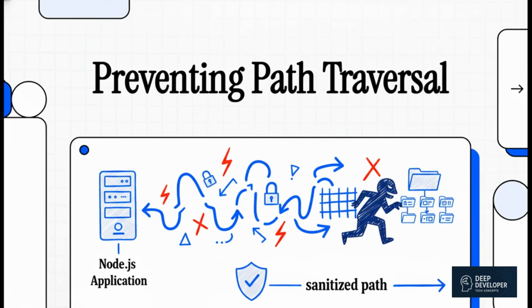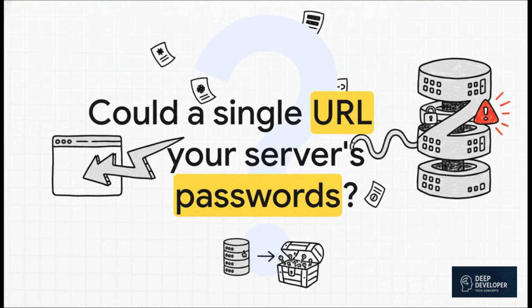All right, let's get right into it. Today, we are pulling the curtain back on a super common and honestly, a pretty dangerous vulnerability that could be hiding in your Node.js app right now. We're talking about path traversal. It's a sneaky one, but by the end of this, you'll know exactly how to slam the door on it for good. But first, let me just ask you this.